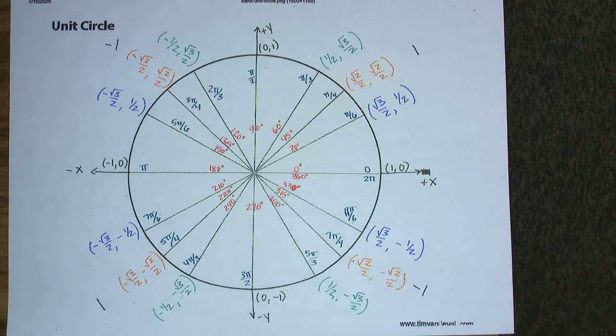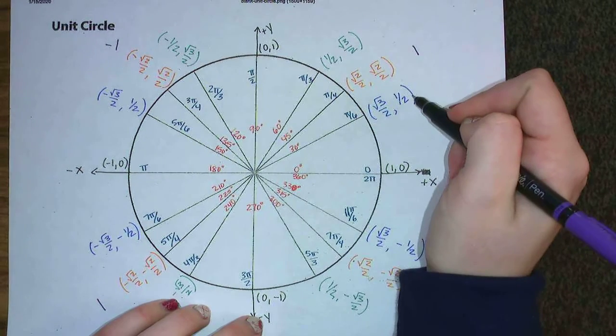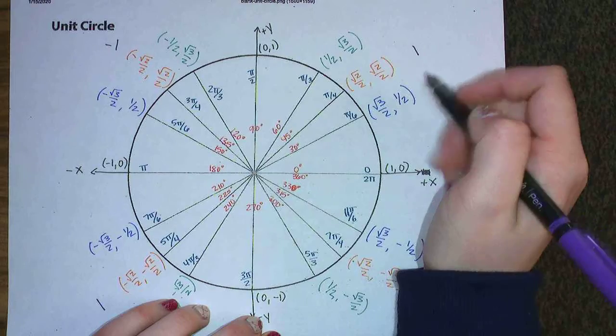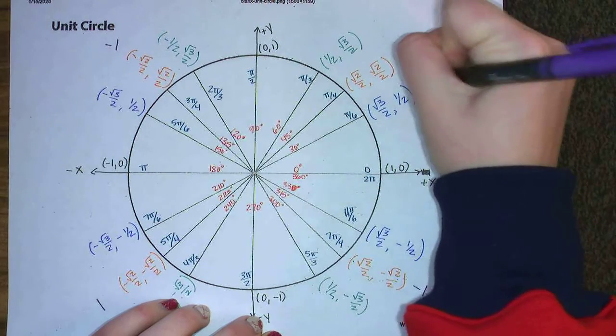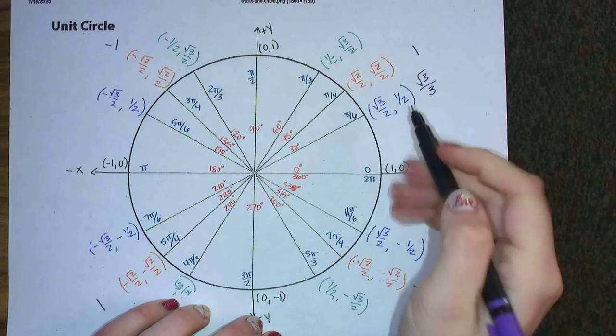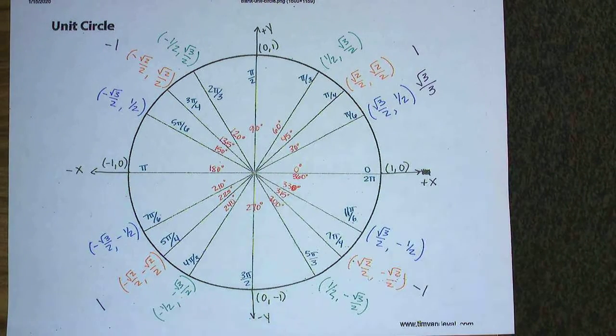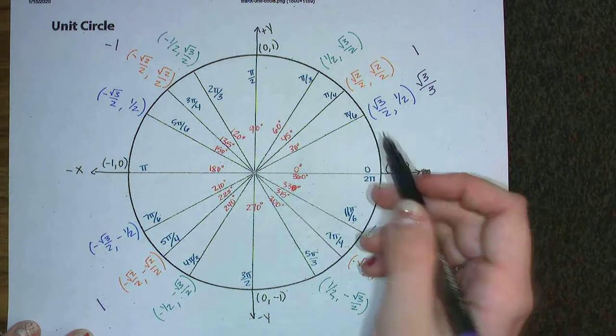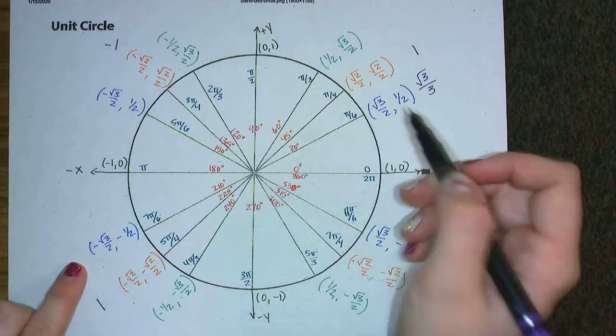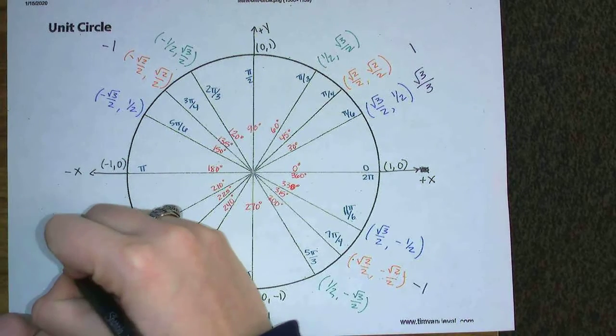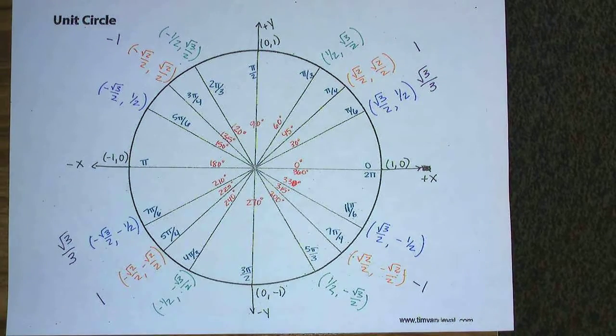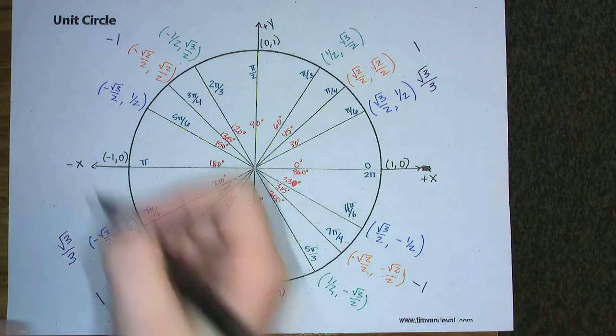Okay, and then for the root 3 over 2 and 1/2, the pi over 6's. What is the tangent value for this one? Root 3 over 3, because it's 1/2 divided by root 3 over 2, multiplied by the reciprocal. So it's 1 over root 3, or root 3 over 3. So all the ones that are the pi over 6's are root 3 over 3. In quadrants 2 and 4, they're negative.